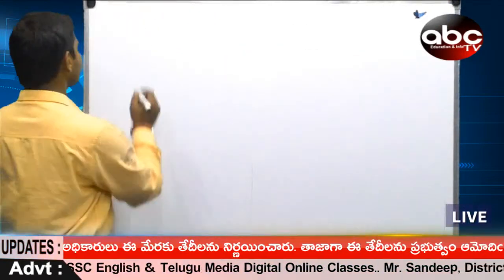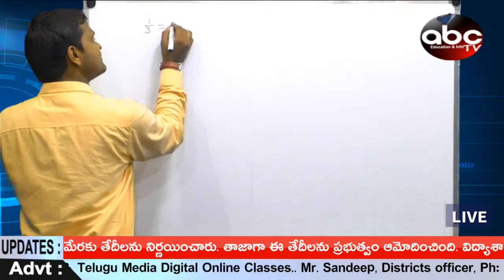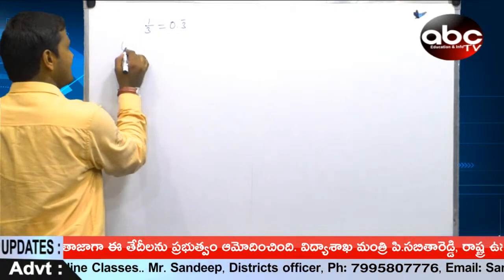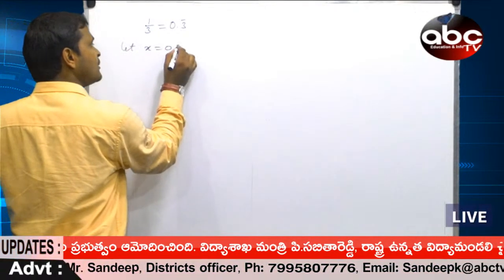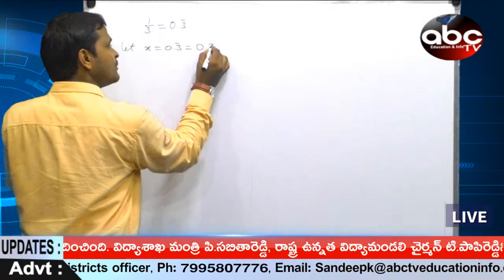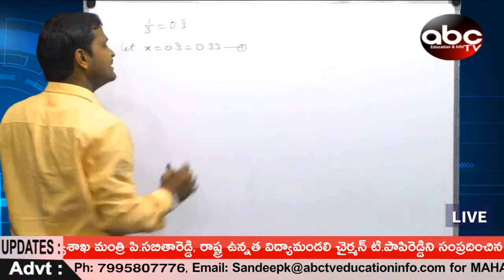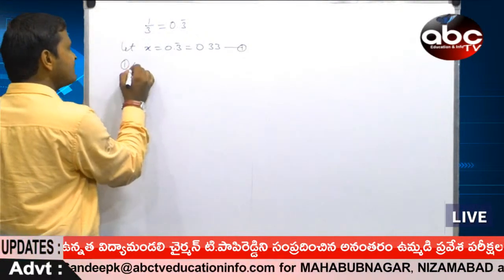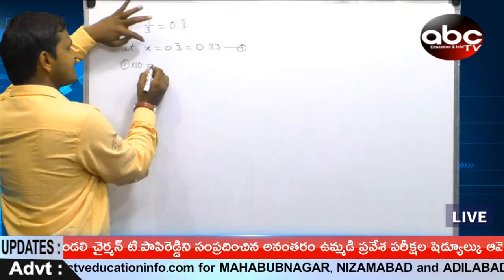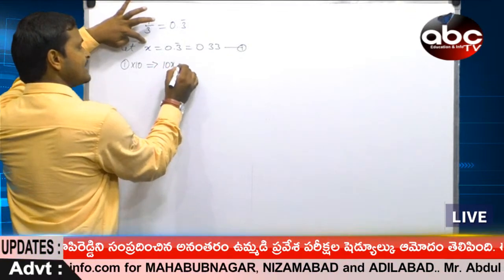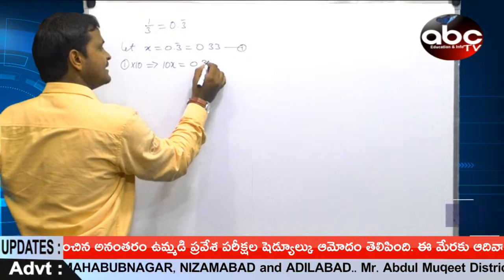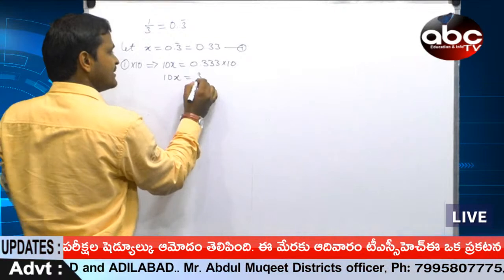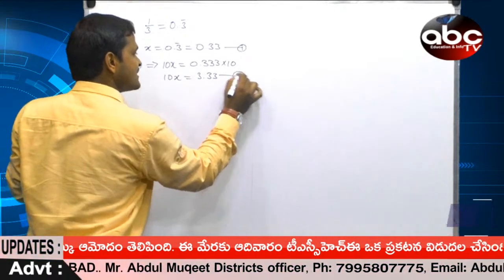Students, you already know the decimal expansion of 1 by 3 is 0.3 bar. First let x equal 0.3 bar, that means 0.33, equation 1. What is the periodicity here? Periodicity 1. Then multiply equation 1 by 10: 10x is equal to 0.33 into 10. Therefore 10x is equal to 3.33, that is equation 2.